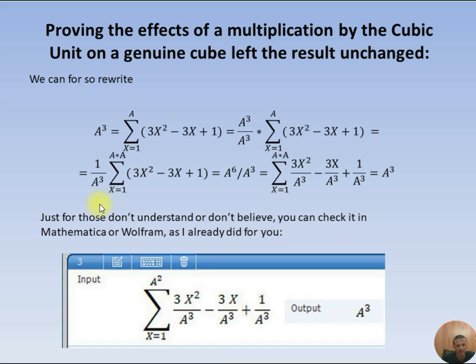For those who don't understand or don't believe, you can just check it on Mathematica, and if you put here a square and you divide by a cube, the output is of course a cube again. So this will not happen with c cube minus b cube, as we will see in a while.